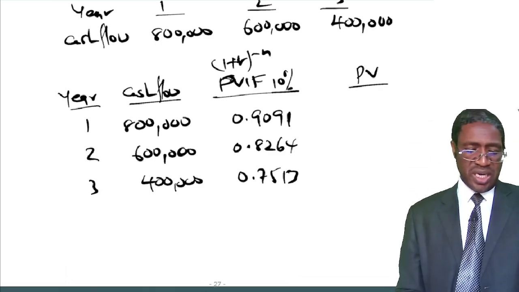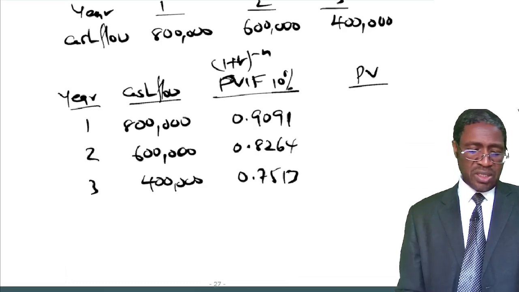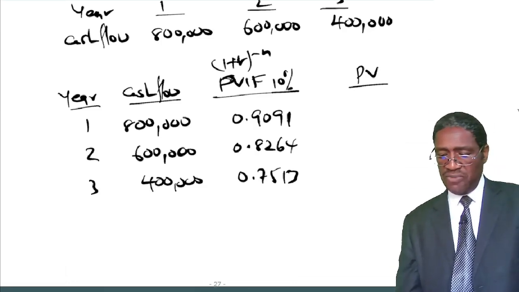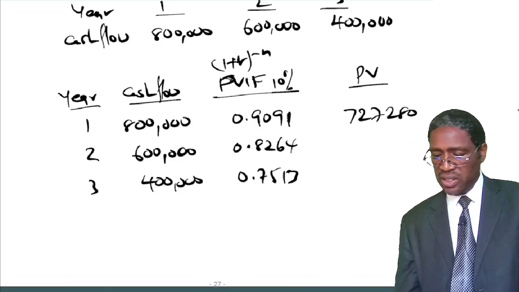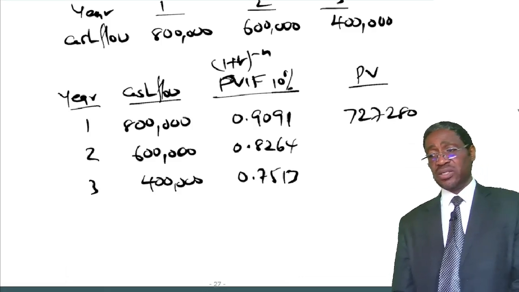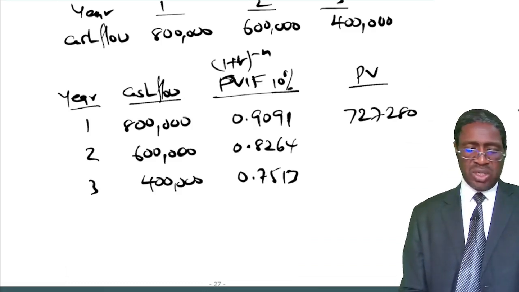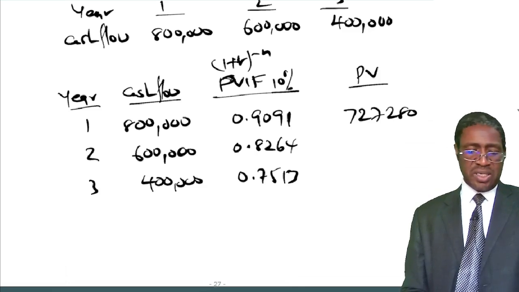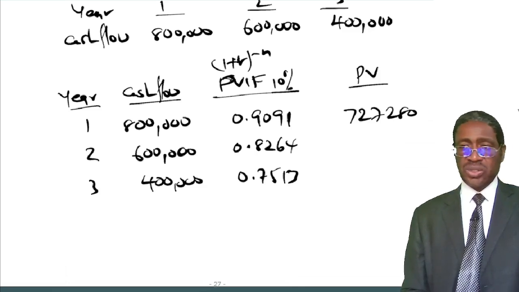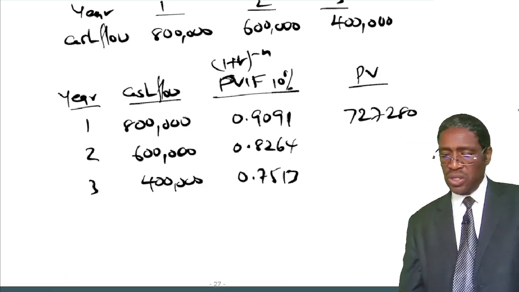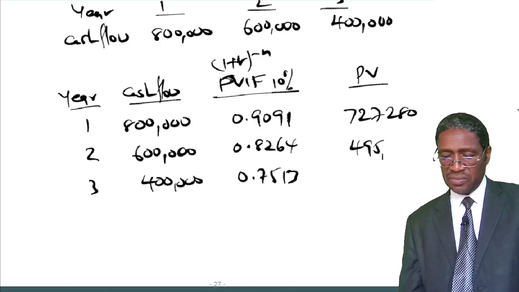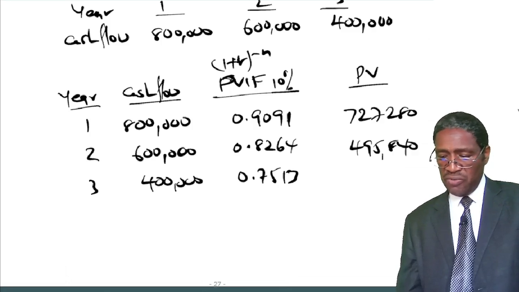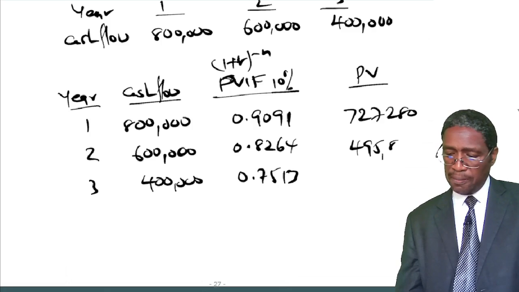Now that we have the discounting factors, let's multiply the cash flows by their discounting factors. First one is 800,000 multiplied by 0.9091, giving a present cash flow of 727,280. Then I repeat for year 2. I get the cash flow, 600,000, and multiply by the discounting factor, 0.8264. This gives me 495,840.